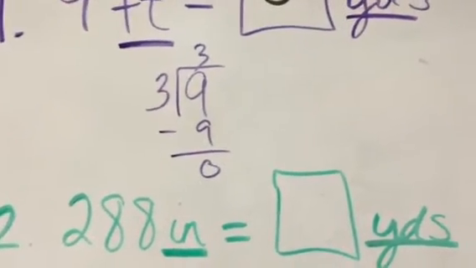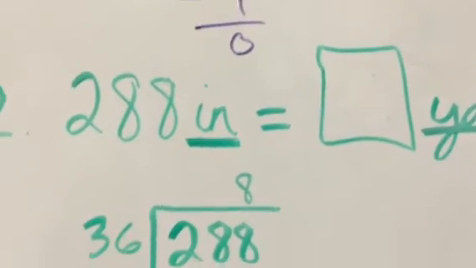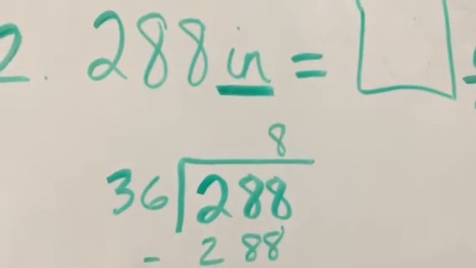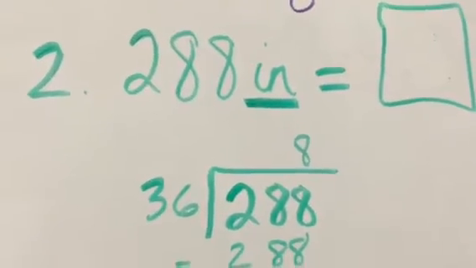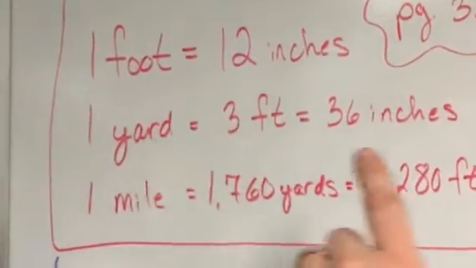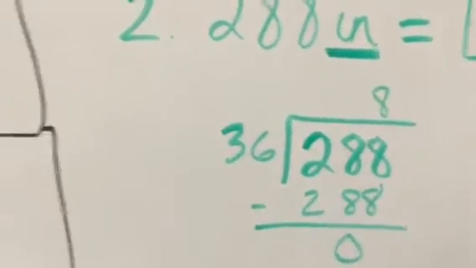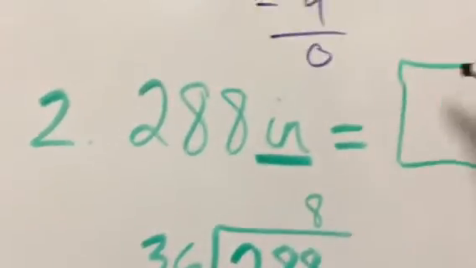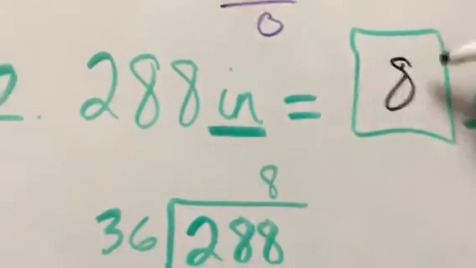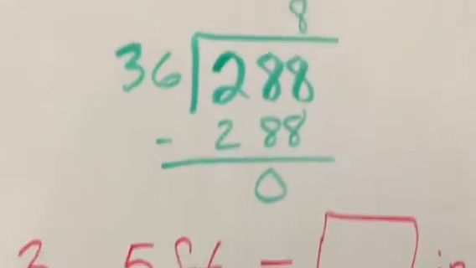Again, I'm going from small to big, so I'm going to divide. But watch what I'm doing. I'm going to divide 288 divided by 36. And the reason it's 36 is I'm going from inches to yards. And if you go back to here, 1 yard equals 36 inches. So that's why I'm going to divide 288 by 36. And as you can see here, I get an answer of 8. So in my box up here, that's not the prettiest 8, but you know what I mean. So let's look at the next one.